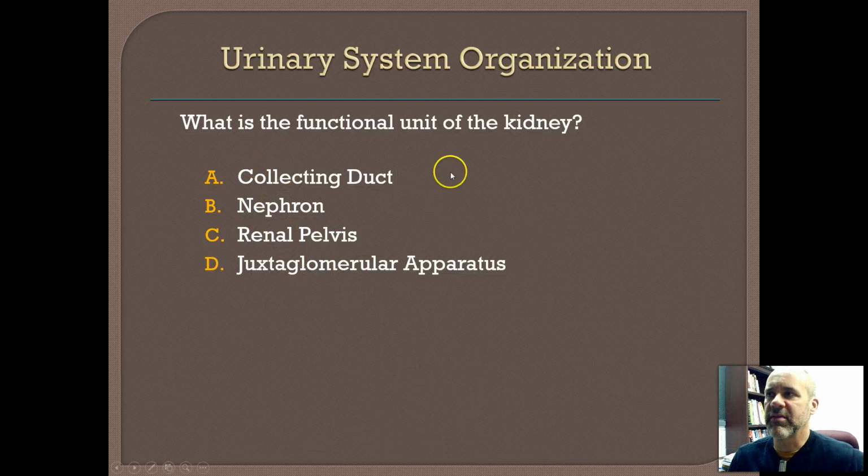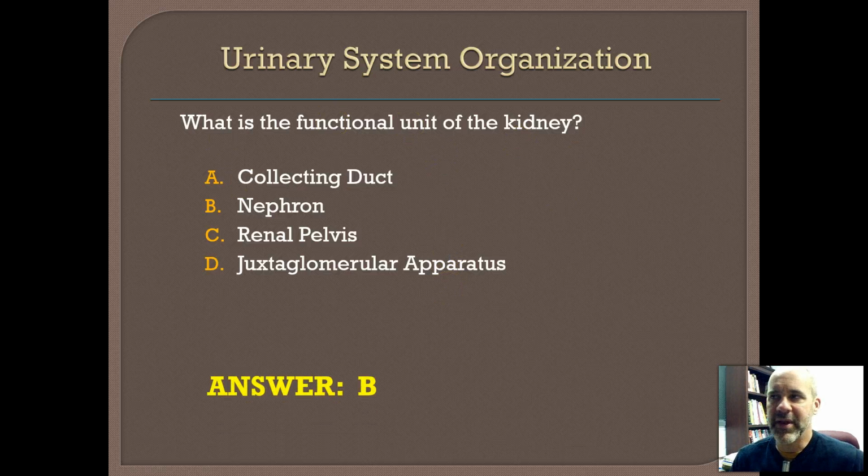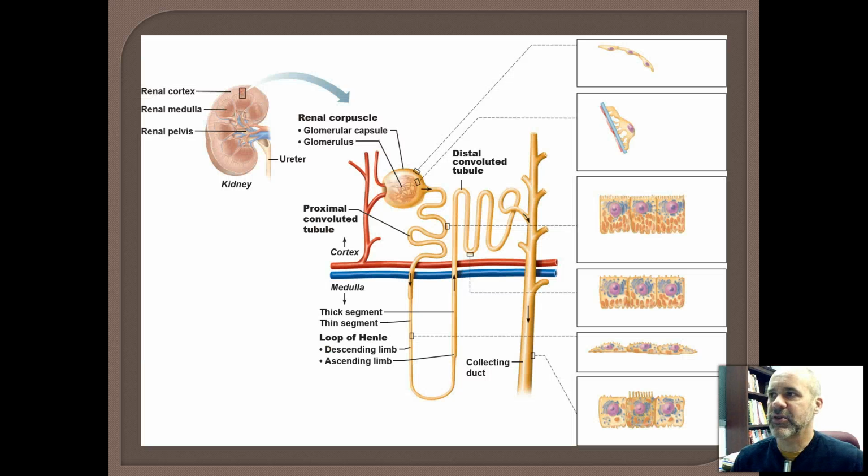All right, first question, what is the functional unit of the kidney? In other words, what part of the kidney is concerned with filtering the blood, creating that filtrate, and then concentrating it into urine? Where does all that take place? And hopefully you are thinking of the nephron. Nephrons are microscopic, so the kidneys contain many gazillions of nephrons, all of which are involved in filtering the blood and creating the urine, which will contain the wastes that need to be excreted from the body.